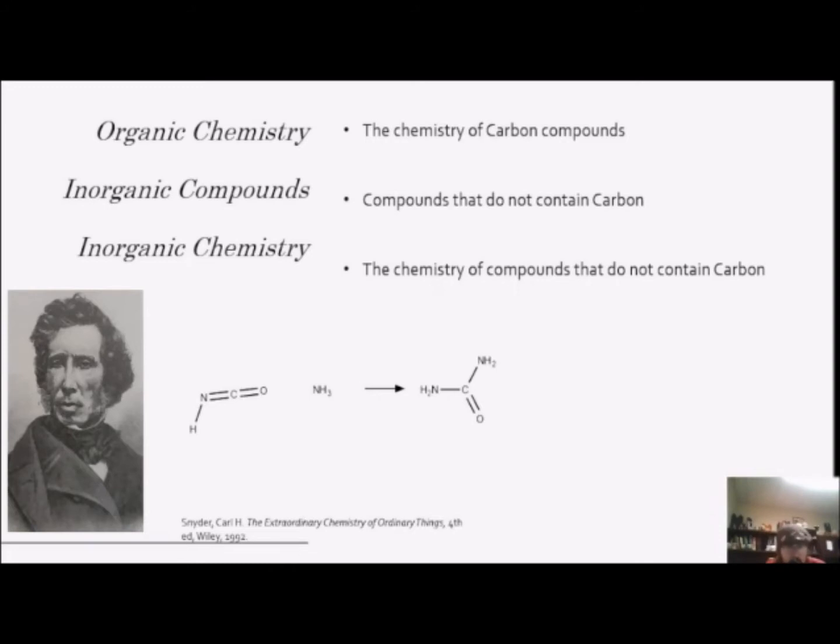We didn't isolate it from someone's body. We didn't concentrate it down. We took two compounds, mixed them in a lab, and produced an organic compound. It's the first synthesis rather than isolation, which is kind of ironic in a way because Wöhler was actually an inorganic chemist. He's also known for being the first person to isolate aluminum, boron, and silicon.